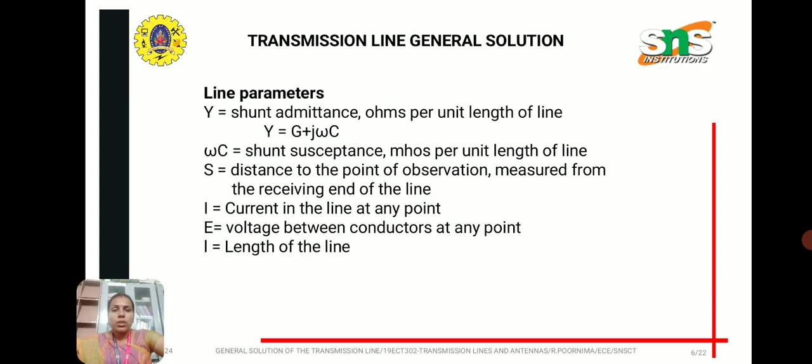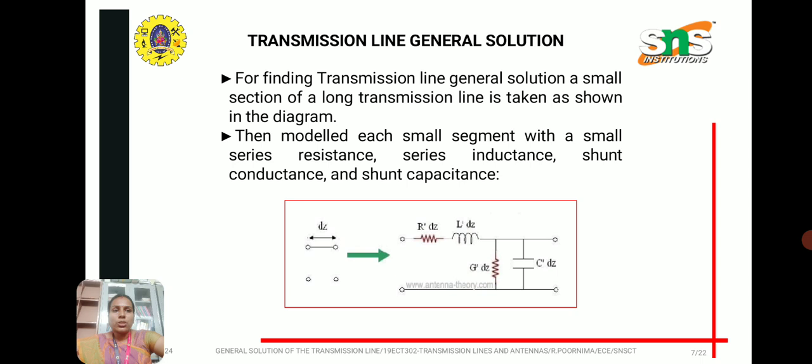Also, in the previous diagram we have seen the transmission line where S is the distance to the point of observation from the receiving end, I is the current to be calculated, E is the voltage between the conductors at any point, and L is the length of the line. These are the initial parameters to be taken for calculation.